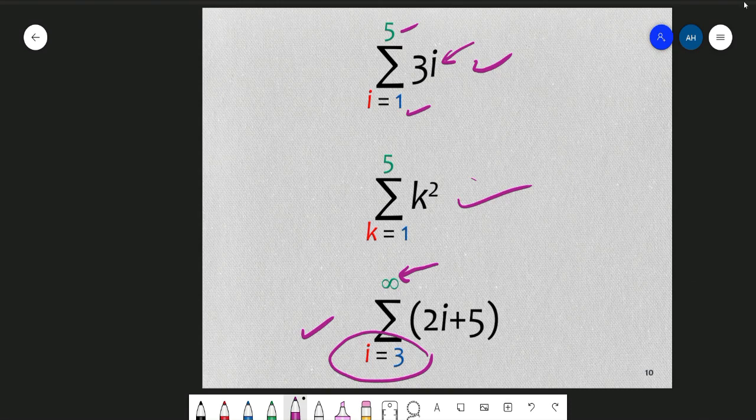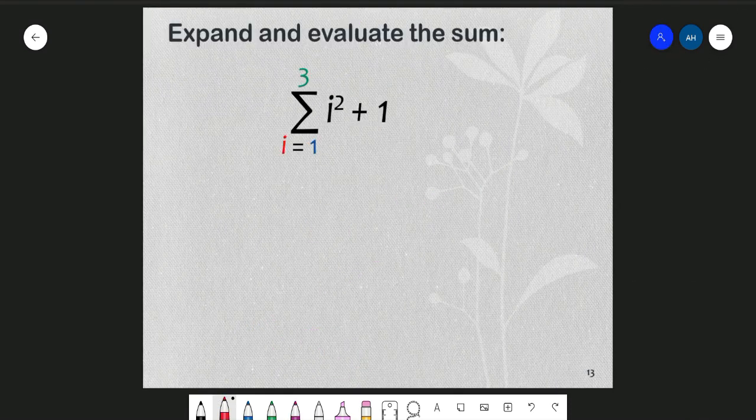Okay, this problem is asking us to expand and evaluate.